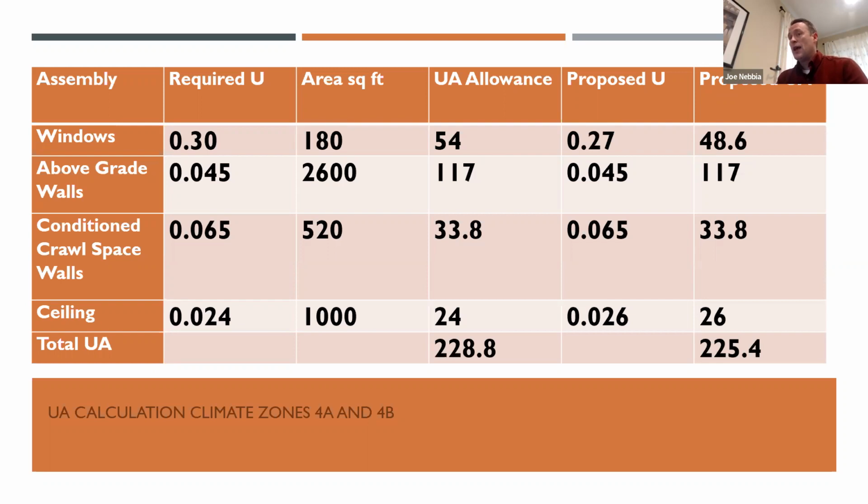So just by going to a slightly better window than the 0.30, I was able to go from an R60 to an R49 in the attic and still comply from a UA point of view. So the point here is that I'm still getting the same overall robustness of my envelope, but I'm going to find the assembly values that work best for me and how I build, and I can still comply that way. Again, almost none of you are ever going to have to do this by hand, but it is possible. Most people will use ResCheck. It's a free tool from DOE online.